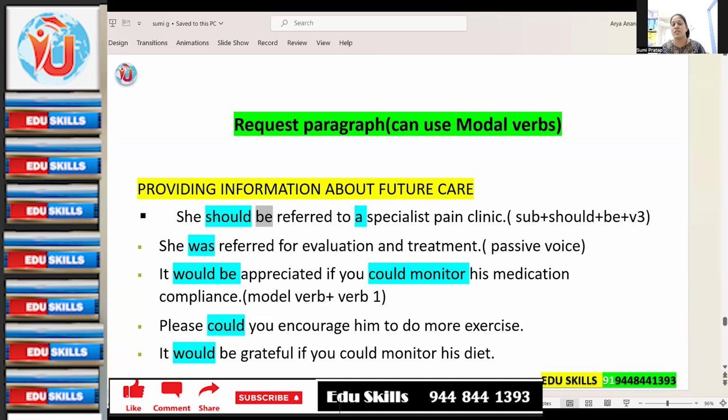Okay, we are making a request to them. That means we have to talk politely, write politely. So should be, would be, could be: these are more formal words that we can use as modal verbs in the writing for the request paragraph. Okay, I hope it's clear.